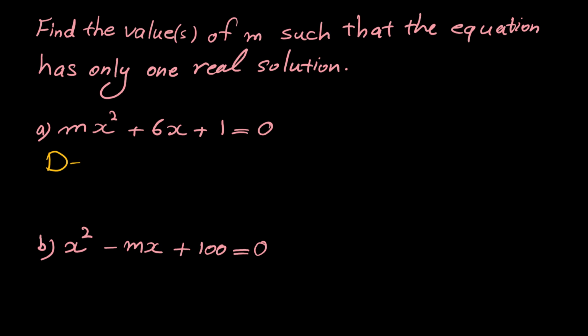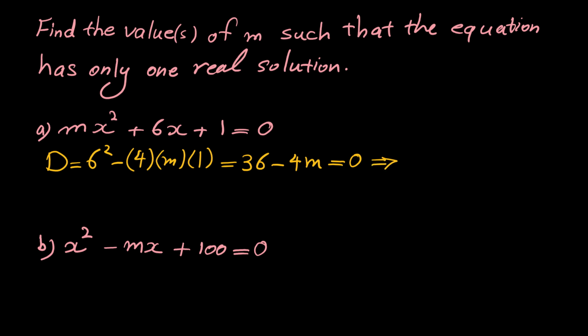Discriminant is b², which is 6², minus 4 times a times c. 36 minus 4m. 6² is 36, 4 times m times 1 is 4m. And this should be equal to 0 because we want to have only one solution. By solving this, we can find the value of m. 36 minus 4m equals 0.